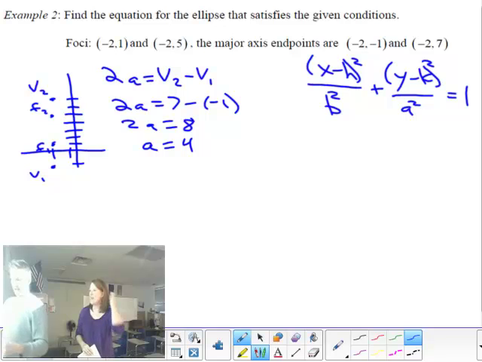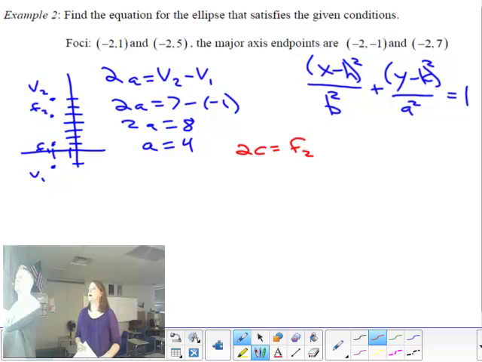So we've got a. We don't have anything to do horizontally, but we do have some foci. What do foci tell us again? They relate to the c. We know that 2c is equal to the difference between the foci. It's almost like an axis, but it's not called the axis because it doesn't go all the way to the edge. So 2c is going to equal 5 minus 1, that's 4. So c is 2.